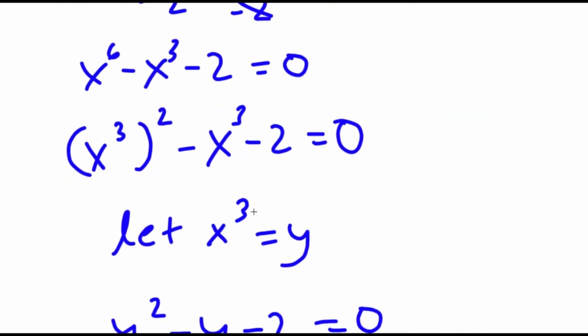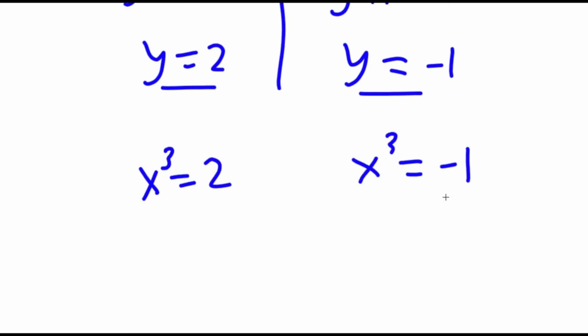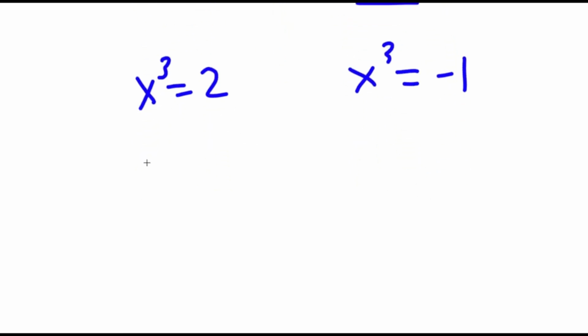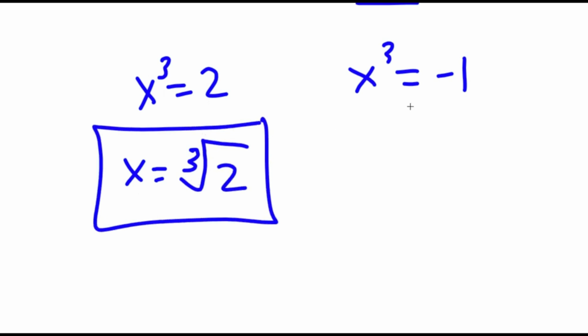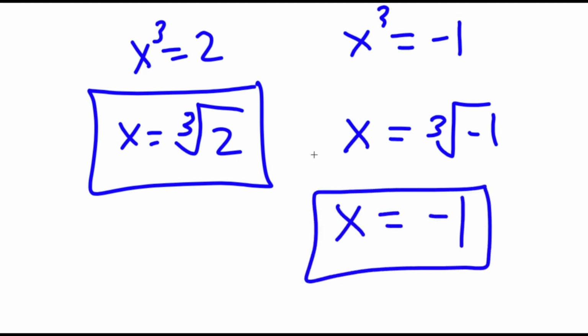Now remember how we let x to the power of 3 equal y. So now I have x to the power of 3 is equal to 2, and x to the power of 3 is equal to negative 1. So for x to the power of 3 equals 2, I can simply take the cube root on both sides. So now I have x is equal to the cube root of 2. And for x to the power of 3 equals negative 1, again, I'm going to take the cube root on both sides, so I get x is equal to the cube root of negative 1, and the cube root of negative 1 is simply negative 1. So I have x is equal to negative 1. So these are my two solutions to this problem.